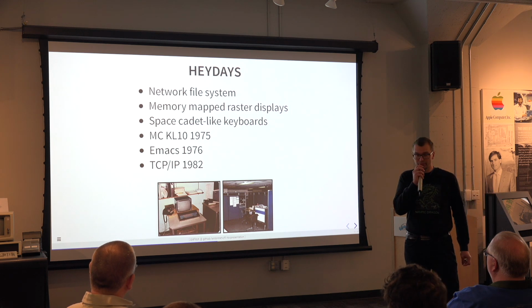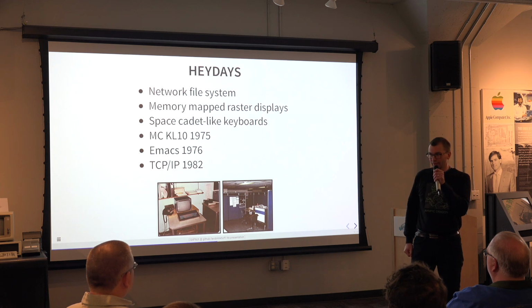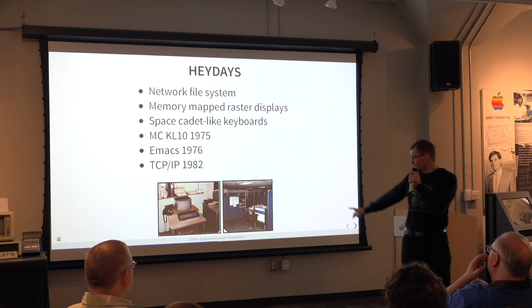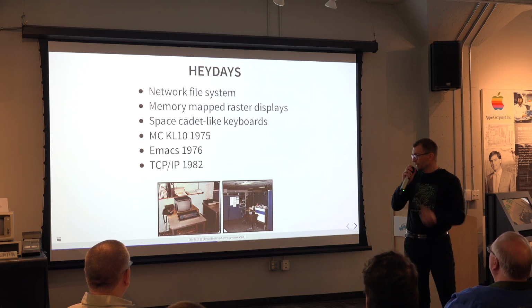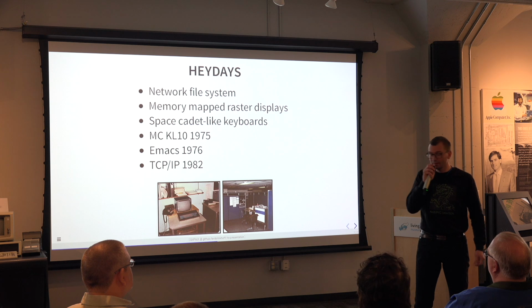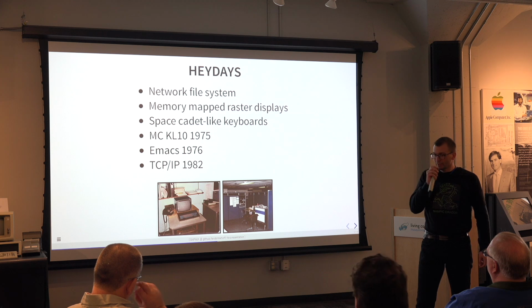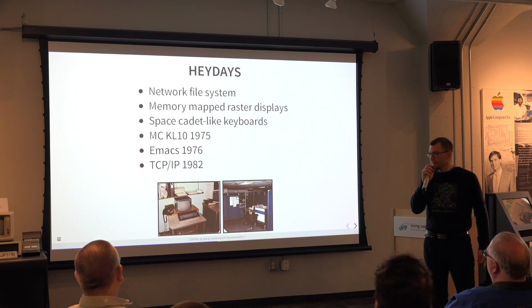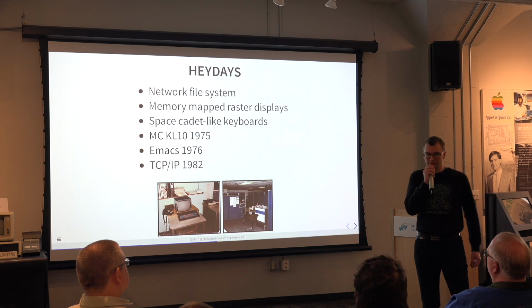In 1975, they bought a fourth machine, which was the latest, greatest, fastest processor at that time. And we have a picture to the right. One year later, the still popular editor Emacs was created on this operating system. And they kept up with networking technology and added TCP/IP in 1982, shortly before the ARPANET switched over.